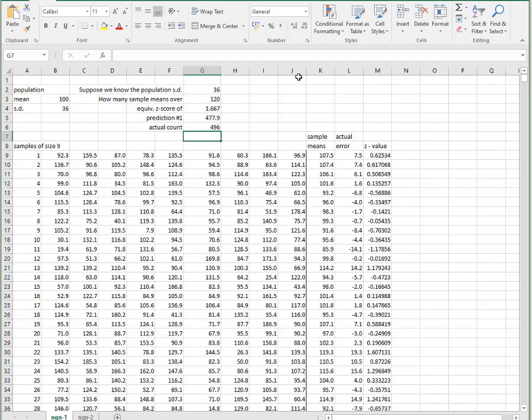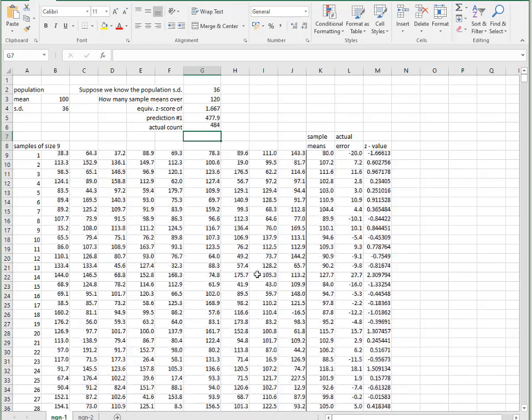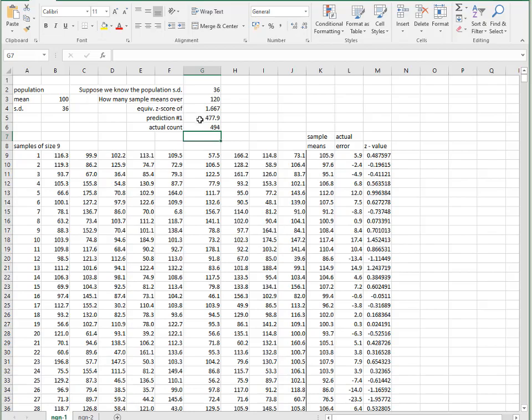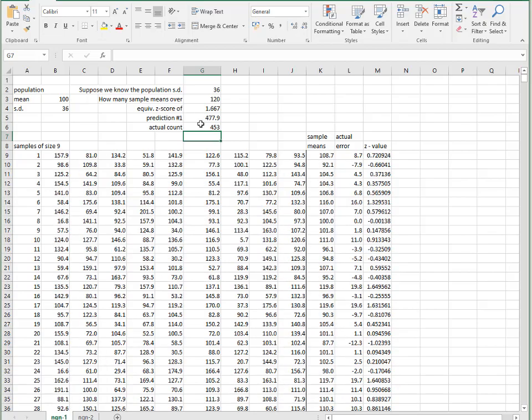Every time you press F9, it generates another 10,000 samples and sees how good the prediction is. So this prediction for 10,000 random variables is okay. It's in the right kind of area.